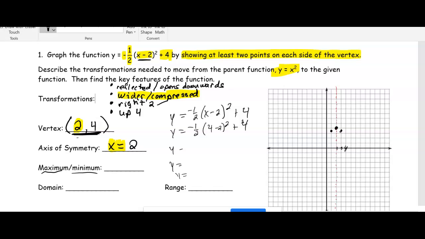So let x be a 4. The 4 take away 2 is 2. The 2 squared is 4. Half of 4 is 2. But since one of them is negative, that should be a negative 2 plus a 4. So we would get a y value of 2. So when we plug in the x value of 4, we got a y value of 2. That's the next point that you're plotting. So we go over here to 4, 2.